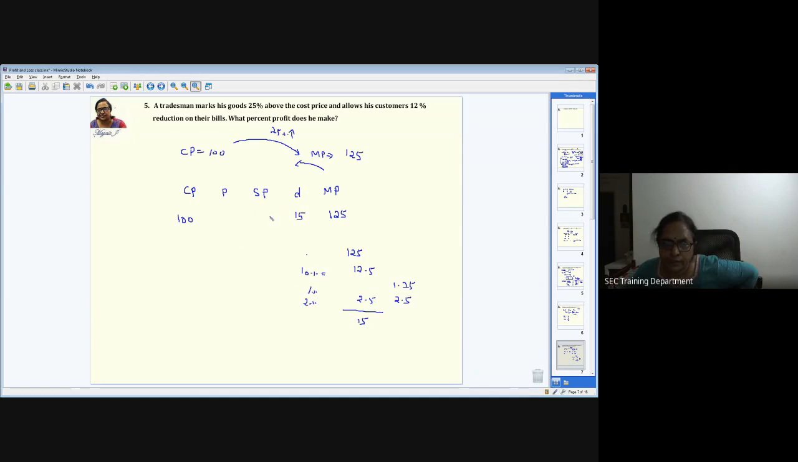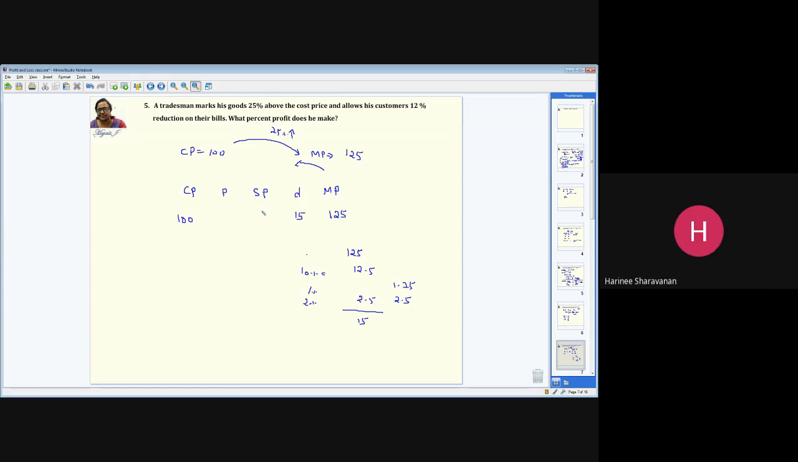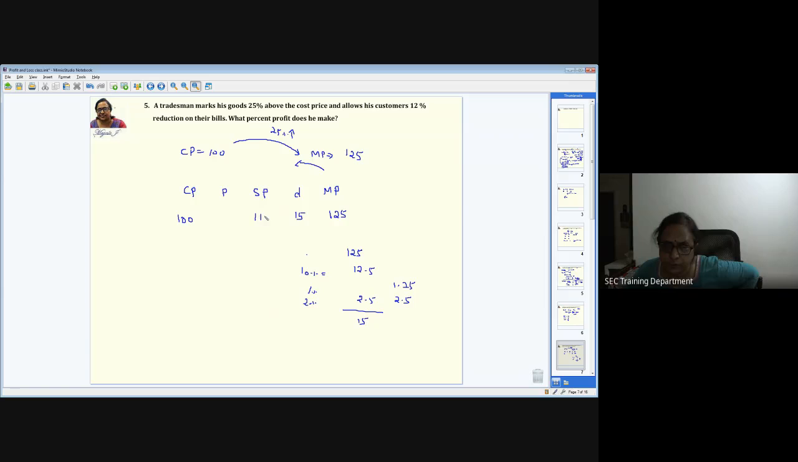Then what will be the selling price? Marked price is 125, discount is 15. Therefore, the selling price is going to be 110. Correct? If this is 110, what is the profit? 10. So, what's the profit percentage?